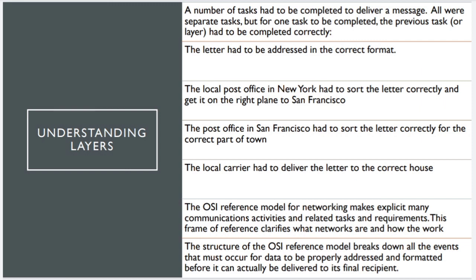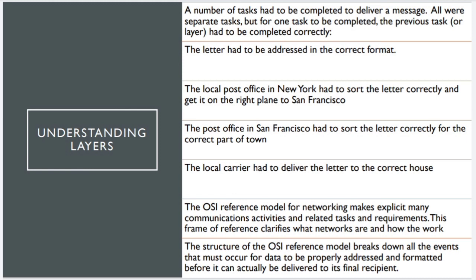Understanding layers. A number of tasks have to be completed to deliver a message. All were separate tasks, but for one task to be completed, the previous task or layer had to be completed correctly. For example, the letter had to be addressed in a correct format. The local post office in New York had to sort the letter correctly and get it on the right plane to San Francisco. The post office in San Francisco had to sort the letter correctly for the correct part of town. And lastly, the local area had to deliver the letter to the correct house.